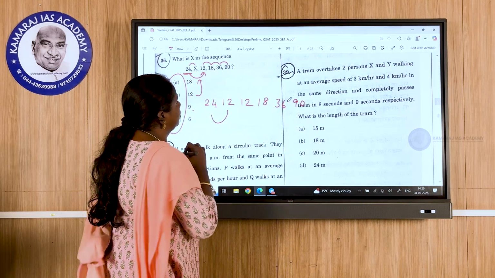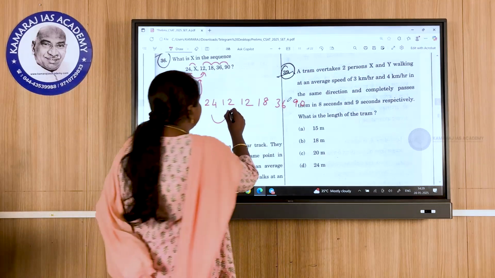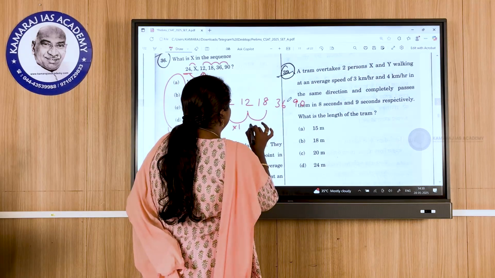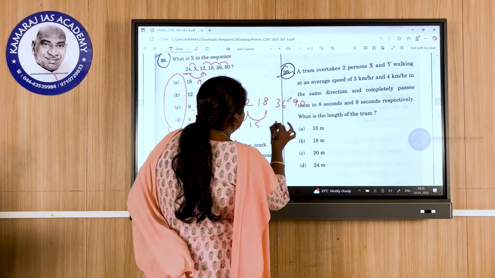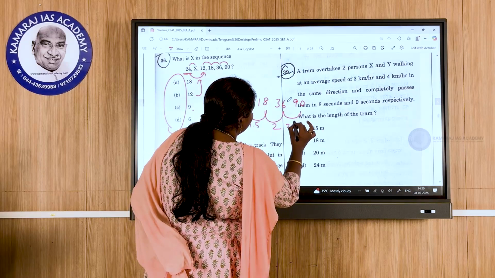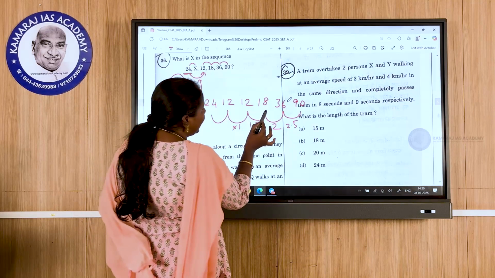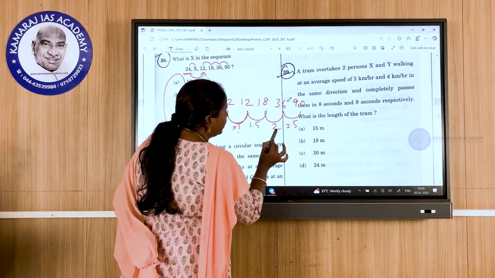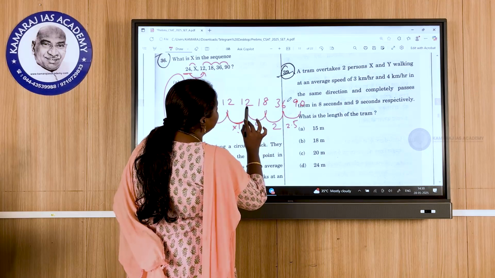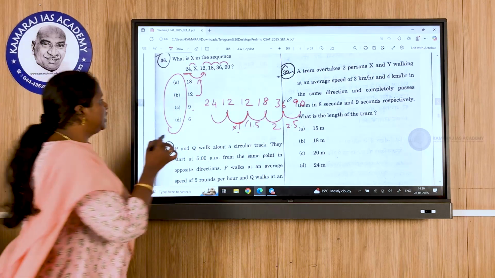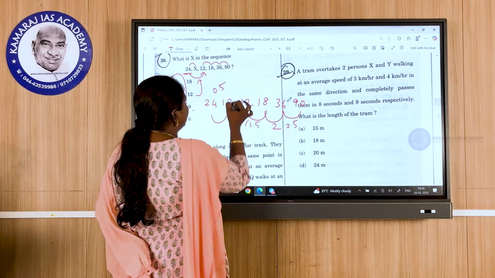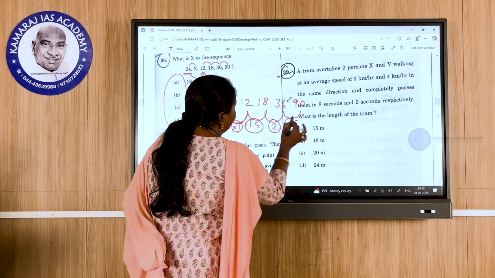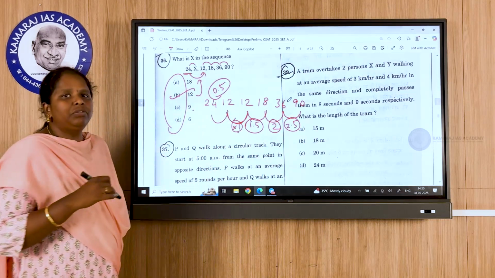So 24 and 12, what is the relation? Here it is 12 into 1, right? Then here it is 1.5. Then here it is 2 and here it is 2.5, which means here 18 into 2, 36. And here 12 into 1, 12. So I have 1 here and 2 here. In between I should get a number which will give the answer as 18. So logically 24 into 0.5 will give you 12. So 0.5, 1, 1.5, 2 and 2.5. So your answer is option B, 12.